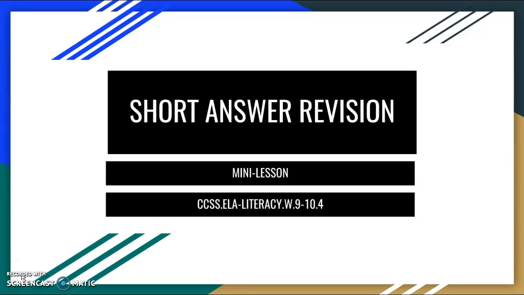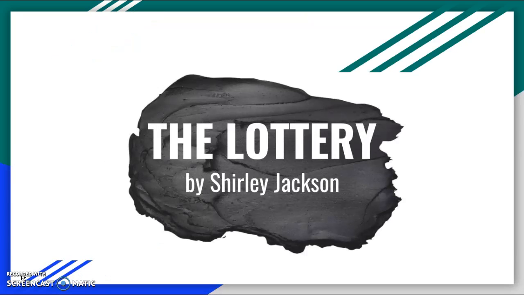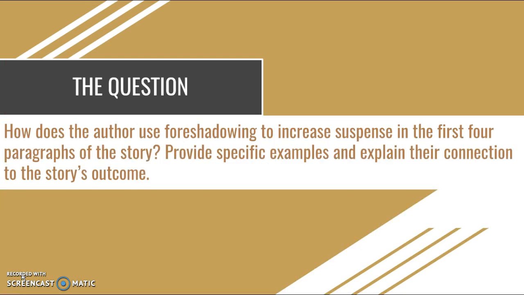This video goes over short answer responses and how to revise them, how to make them a little better. We've been reading The Lottery by Shirley Jackson, and the first question I asked you was, how does the author use foreshadowing to increase suspense in the first 4 paragraphs of the story? Provide specific examples and explain their connection to the story's outcome.